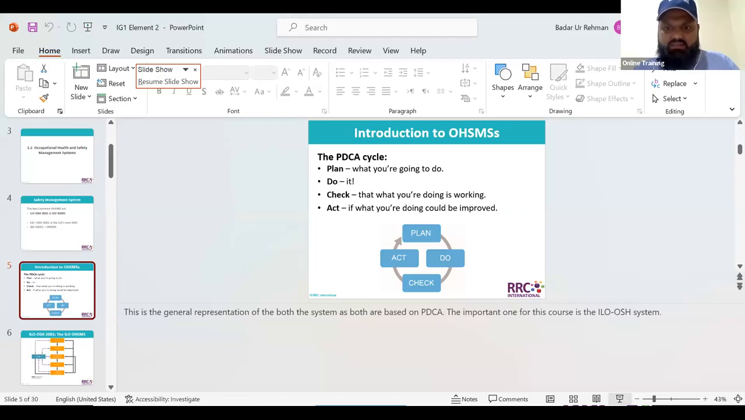Let me open some more slides for you guys to give you some idea. And why I am doing this, I will be explaining at the end. In which module did we have the structure of PDCA? In element 1, element 2. Element 2, sir. Element 2. Very nice.